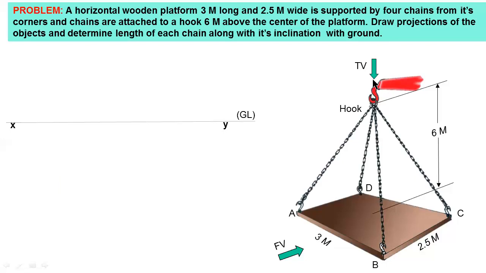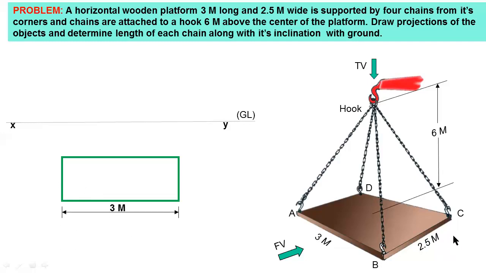If you are observing from the top, the true shape of this platform is projected on the horizontal plane. So the shape of this platform is a rectangle. First of all, you have to draw the rectangle in the top view, of dimensions 3 meters length and 2.5 meters width. This is the platform.